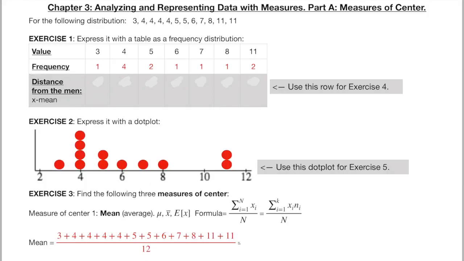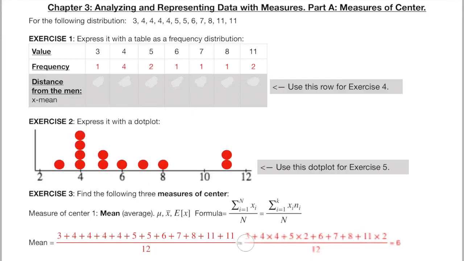In a similar way, a common mistake is adding only 3 plus 4 plus 5 plus 6 plus 7 plus 8 plus 11, not including the repeated 4s, 5s, and 11s. Be sure to use frequencies. Be sure to include the repetitions.